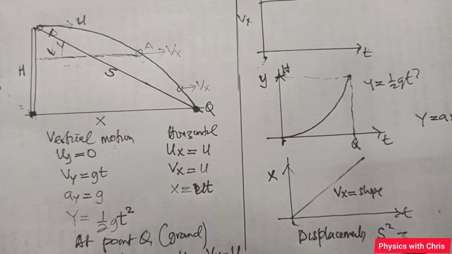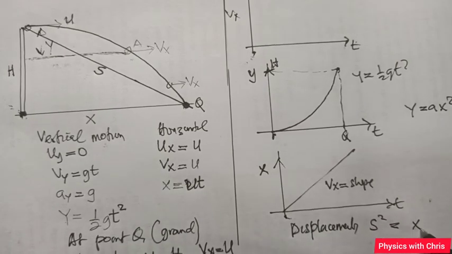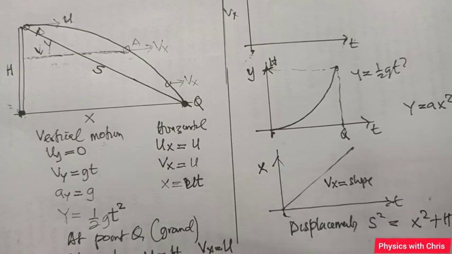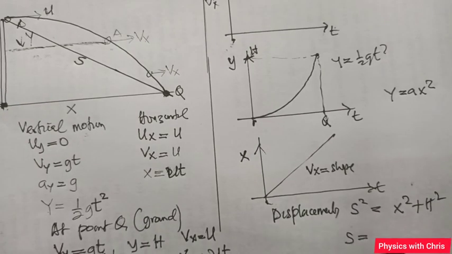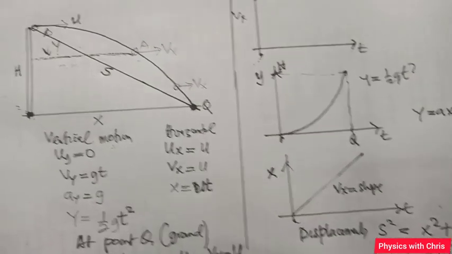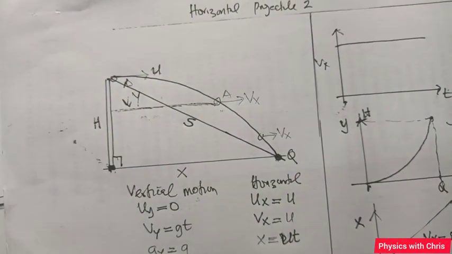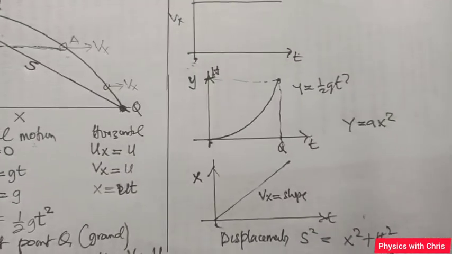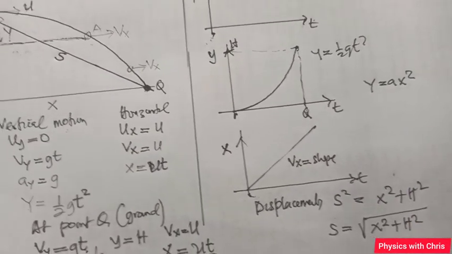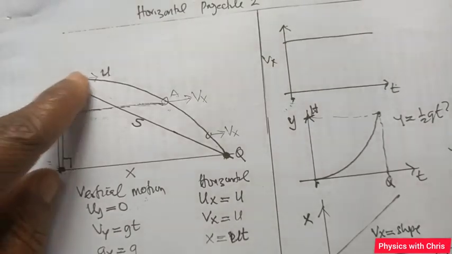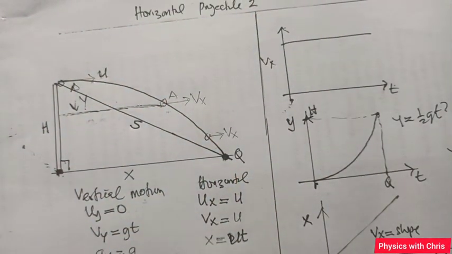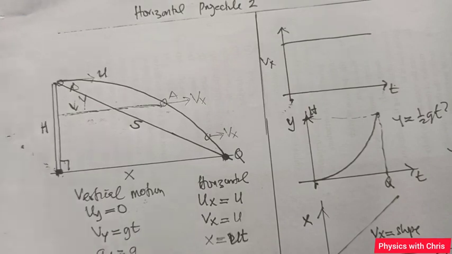displacement S, using Pythagoras theorem, is x squared plus h squared, so that the displacement is equal to the square root of x squared plus h squared. Why is this so? Because this is more like a right angle triangle now, this one 90 degrees. So using Pythagoras theorem, we have that as the displacement of the particle. Different from distance. Distance is the arc length covered by the body.